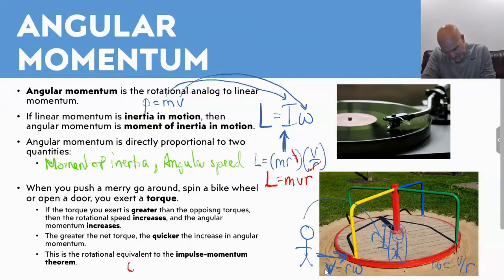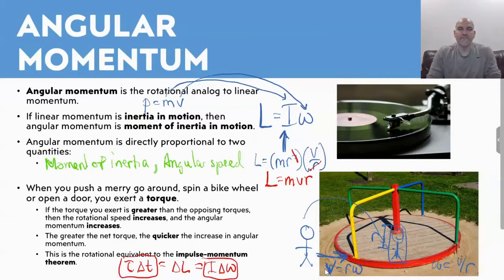So if I exert a torque for a time period, I'm going to change my angular momentum, right? Which means I'm going to have I delta omega, okay? So this right here is the rotational equivalent of the impulse-momentum theorem. Okay, so let's look at an example problem.